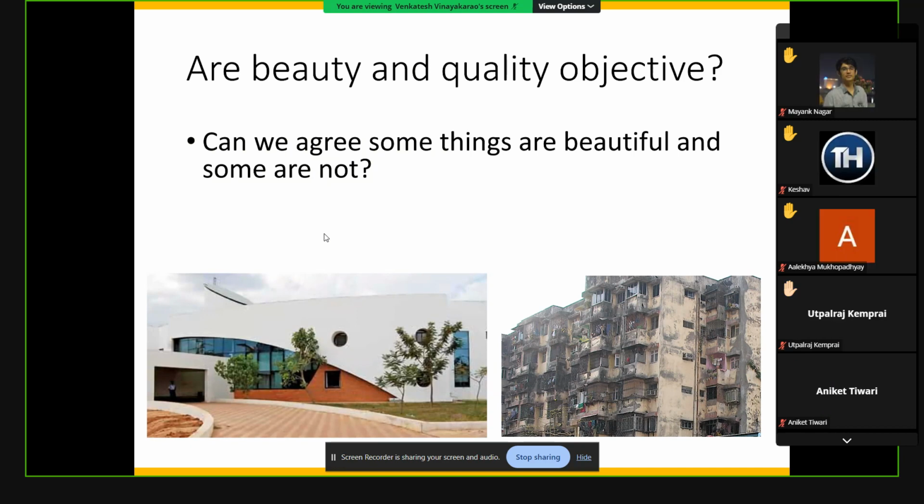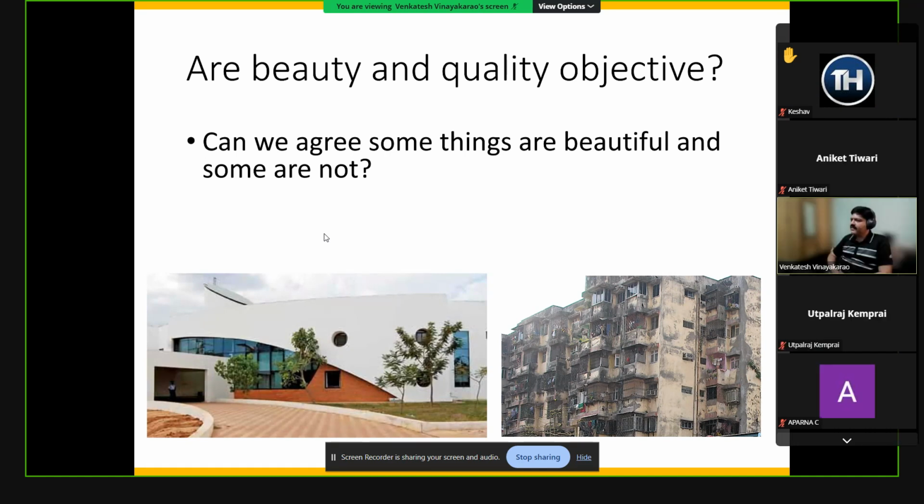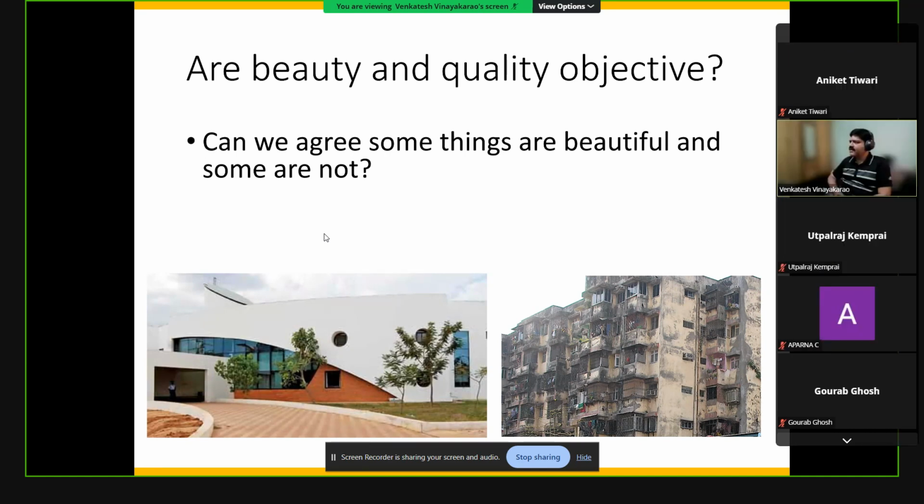So for those who are not raising the hand, what they are saying is no, these are objective, meaning we both can train ourselves in such a way that I show a picture, both of us will say it's beautiful, or both of us say not beautiful. Then it becomes objective. So the question is, can we agree some things are beautiful and some things are not? So this was the central question.